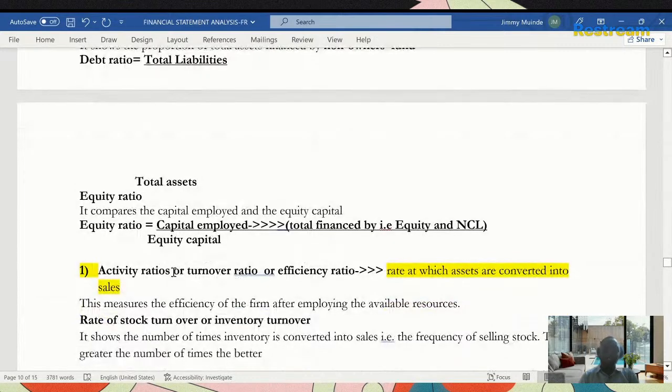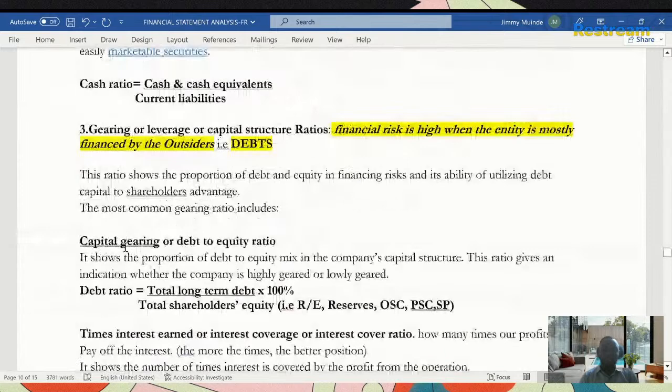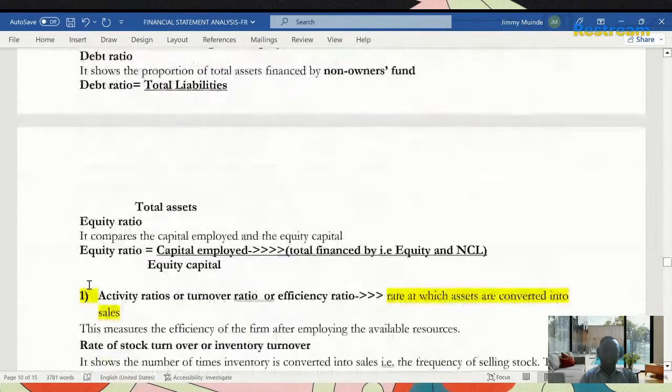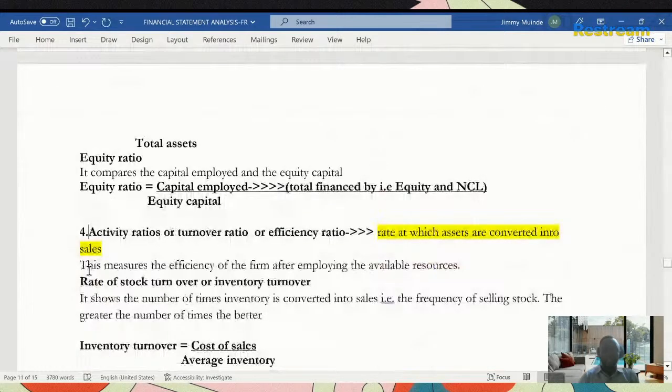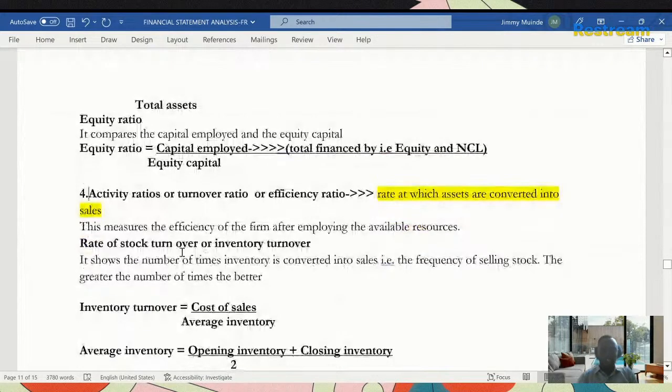Then we have activity ratio, which are ratios number 4. This was number 3, ladies and gentlemen. So you will allow me to call this number 4. In Arabic, they call it nimra arba'a, number 4. So activity ratio or turnover ratio. This measures the efficiency of the firm in employing the available resources. In simple terms, they measure the ability of a firm to convert its assets into sales.